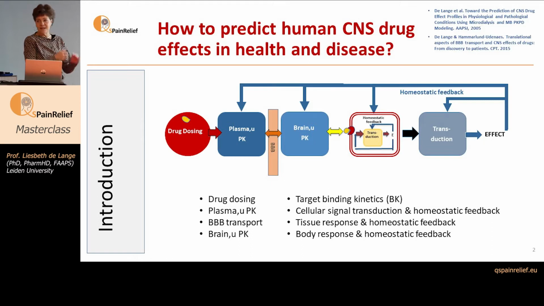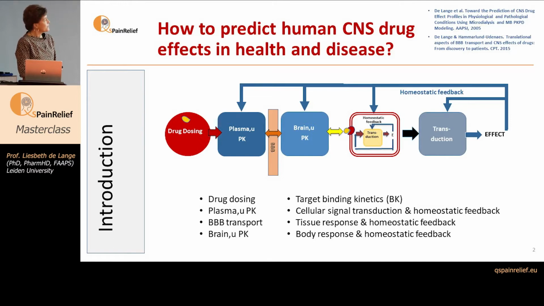This is the scheme that I use all over, always, because we have drug dosing, then we have plasma pharmacokinetics with the focus on the unbound pharmacokinetics, and then we have the blood-brain barrier. I will tell a little bit more about that. And then in the brain, we have the unbound brain pharmacokinetics, especially at the target site. Then there is target interaction, binding kinetics. Then there will be cellular transduction mechanisms, ultimately leading to an overall effect. And this overall effect will also have homeostatic feedback because the body tries to get back to its original state. So there are all kinds of processes between drug dosing and effect.